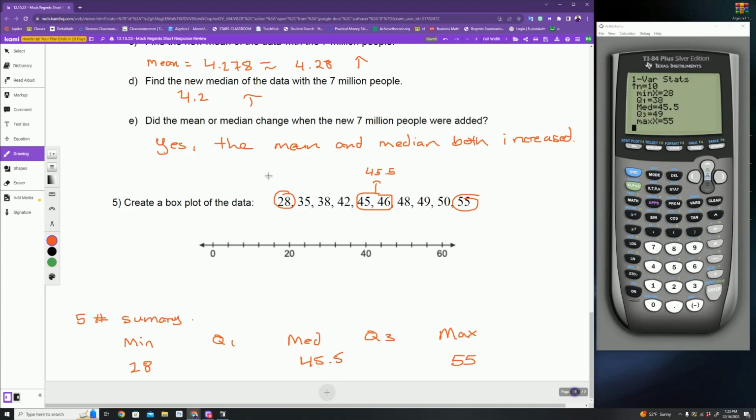Now the first quartile was 38, meaning if you found the middle number between the minimum and the median, that would give us right here 38. This is your first quartile. And our third quartile is the middle number between the median and the maximum. It won't be this one, not this one, not this one. And that one there is 49. This is your third quartile.